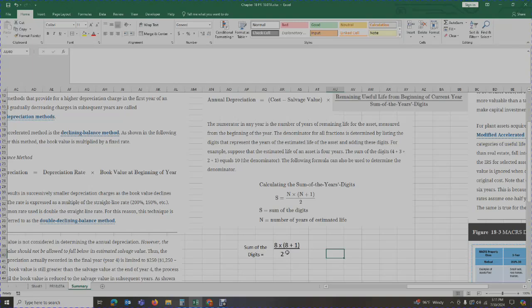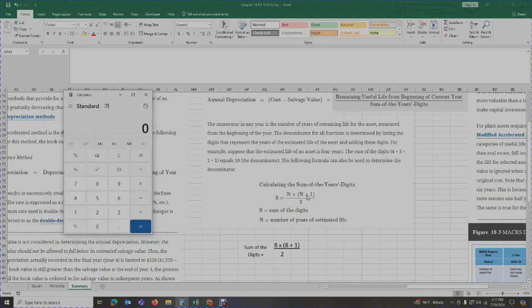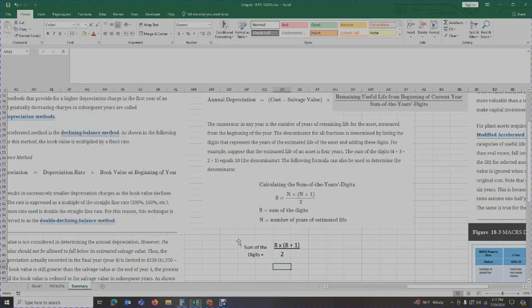So the sum of the digits is n times n plus 1 divided by 2. N is the number of years of the estimated life, and in our problem, that is 8 years. Okay, so we're going to do the order of operations. We first do the inside. 8 plus 1 gives me 9. 9 times 8 gives me 72. 72 divided by 2 gives me 36. That is the sum of digits. Okay, the sum of digits is 36.